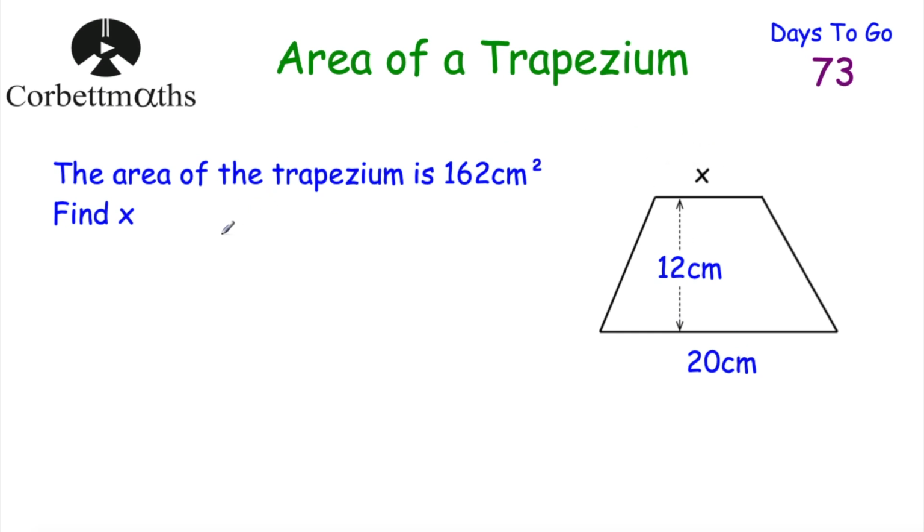But what I would tend to do is write down the formula. The area is equal to half, and then in brackets a plus b, close brackets, multiplied by the height. So that's the area for a trapezium. So let's substitute in what we know. We know the area is 162.